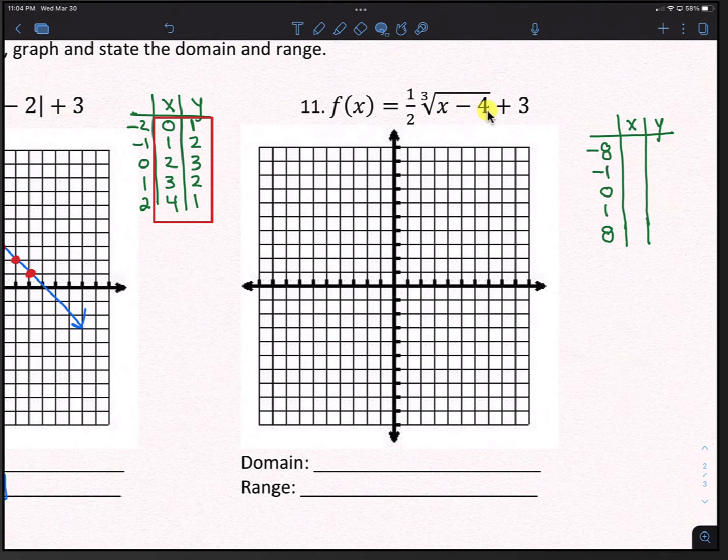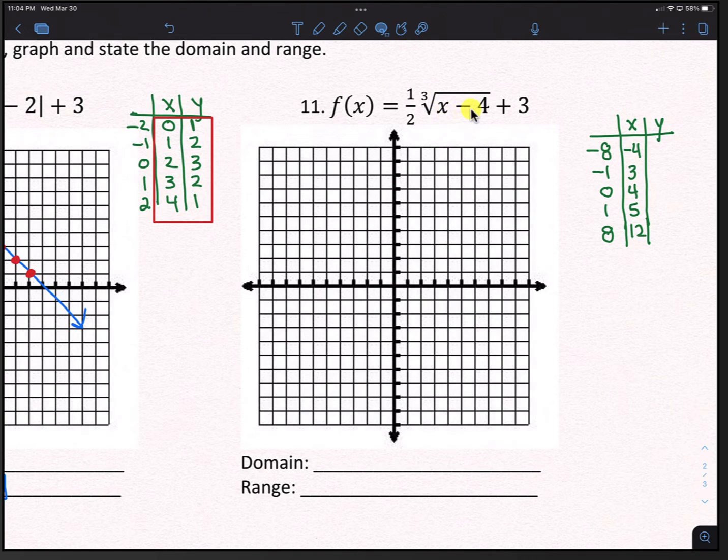Now the x minus 4 under the radical indicates that the graph has shifted to the right 4 units. So that means we're going to be adding +4 to each of these original x values. The result of adding 4 to all of these x values are the numbers here. That's -4, +3, 4, 5, and 12. Now let's plug these numbers into the equation to get the corresponding y values.